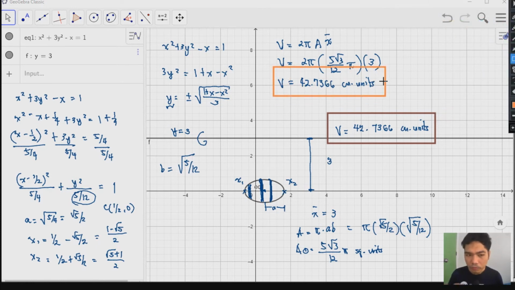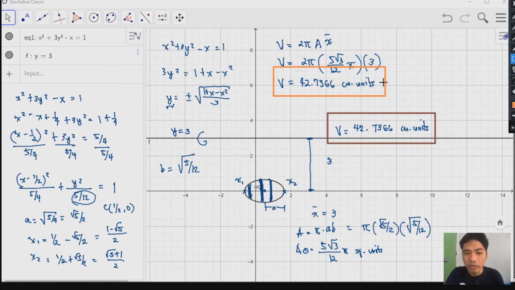So this one is a very easy problem to solve when we utilize the theorem of Pappus. But this is easy because we could determine easily the centroid of an ellipse. That's typically the center of it. And the distance from the axis of revolution is very easy to determine because the center lies at the x-axis. So you just have to take the distance of the axis of revolution from the x-axis, and that would be your geometrical centroid.